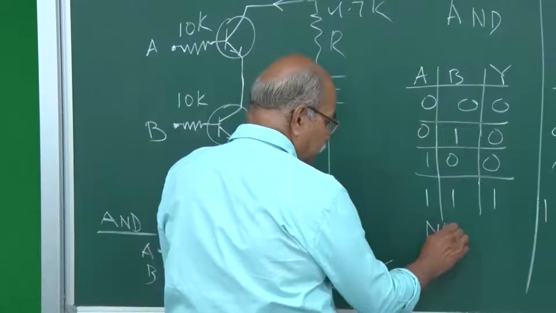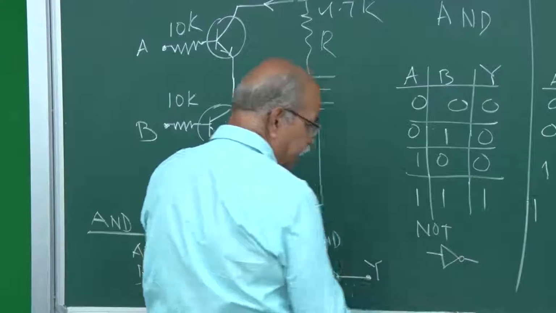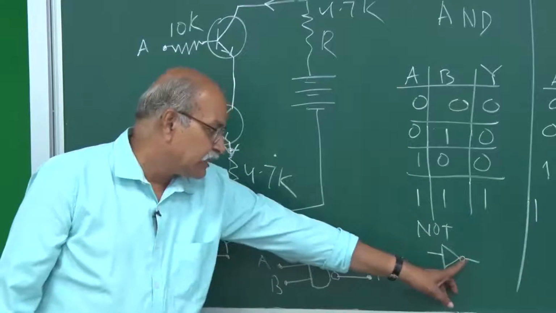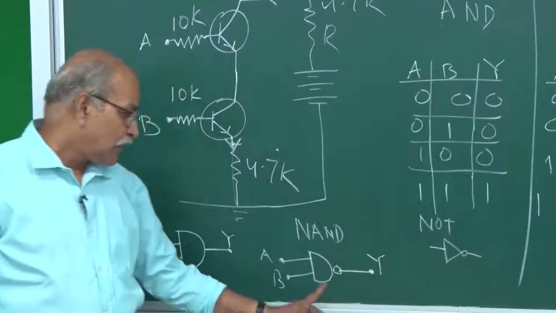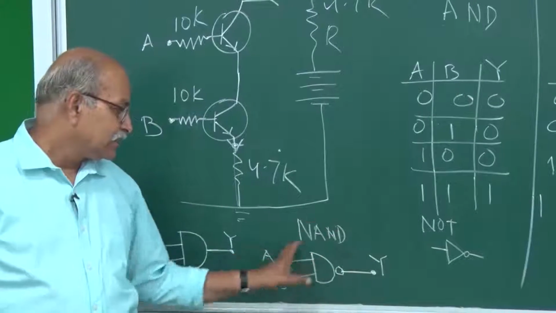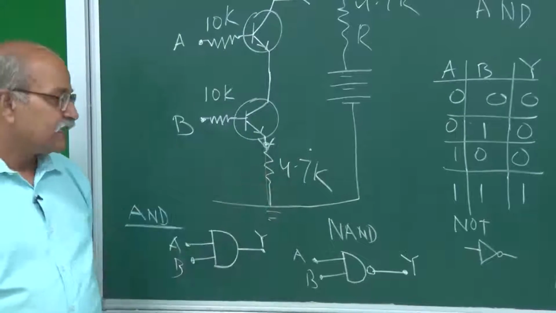The symbol for NOT was like this, a single input. It was like this. So wherever you see this circle, you understand that this is a NOT gate. So NOT of AND, that is the symbol for NAND, and this is how you can realize this NAND gate.